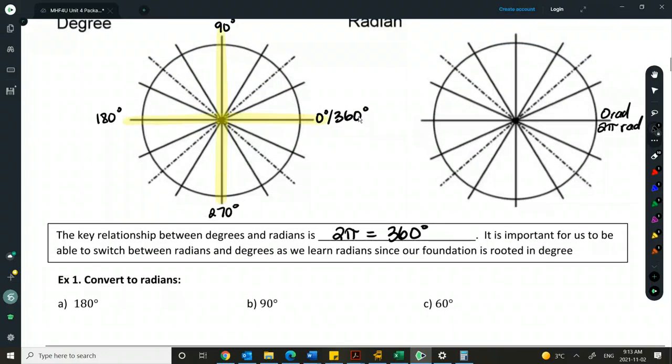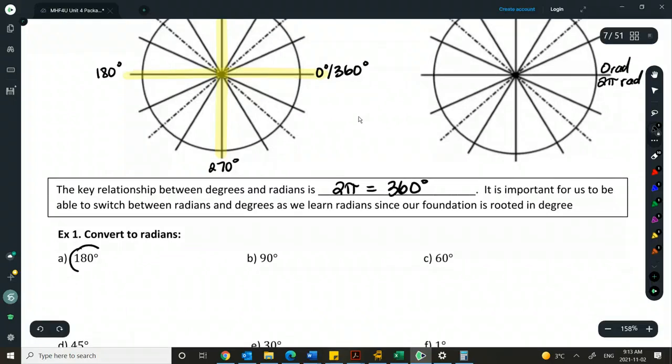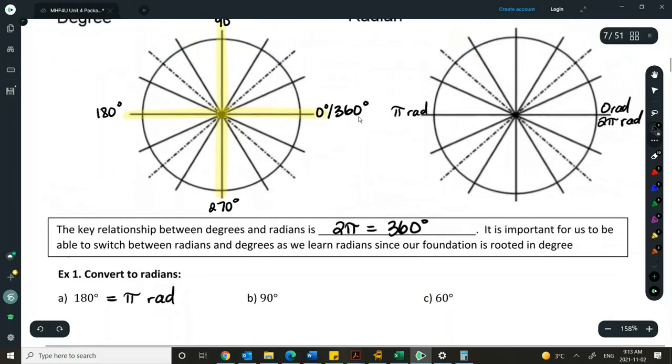Okay, so if our key relationship is that 2 pi is equal to 360, how could I find 180? What would 180 be in radians if I know that 2 pi is 360? Billy? Yeah, so if 360, I half that, I get 180. Then I will half it to get the radian value. So half of 2 pi is just pi. Okay, and I'll put that in over here for the 180 location. All right, so we've got pi for 180.